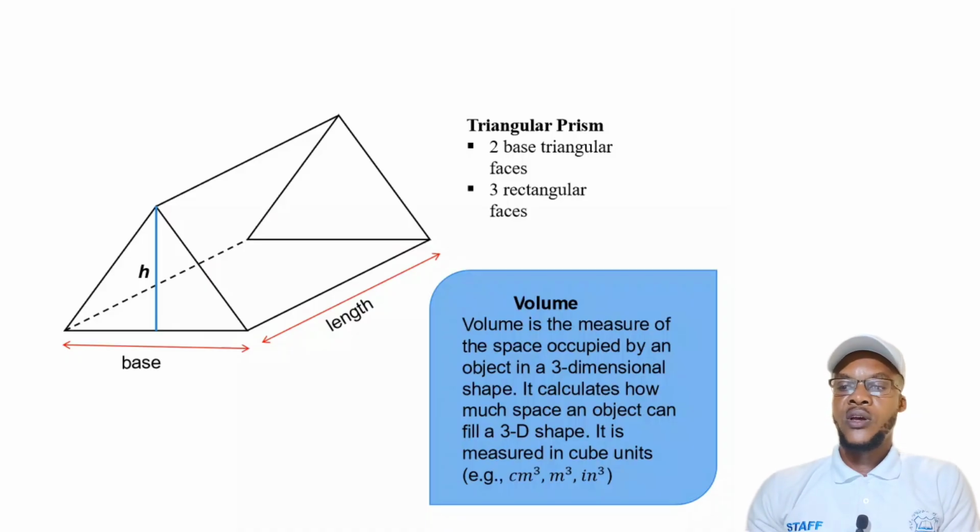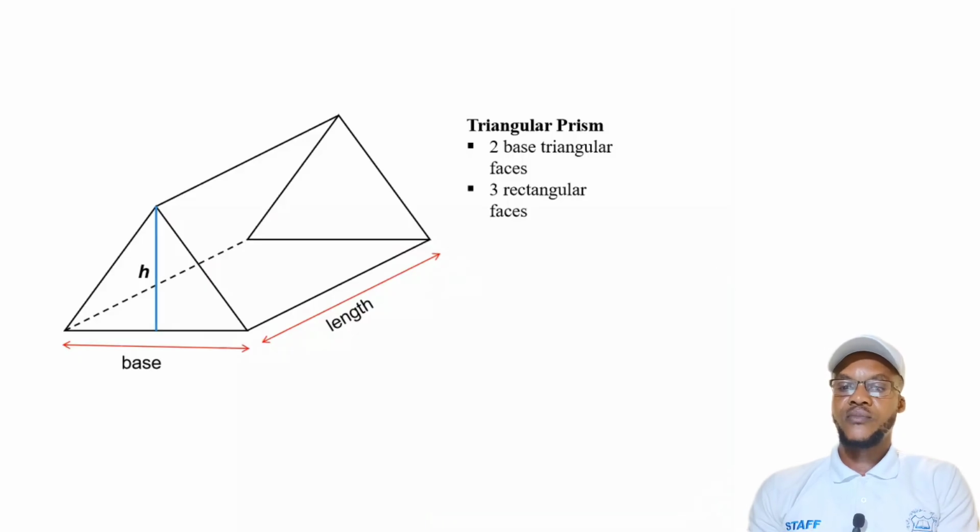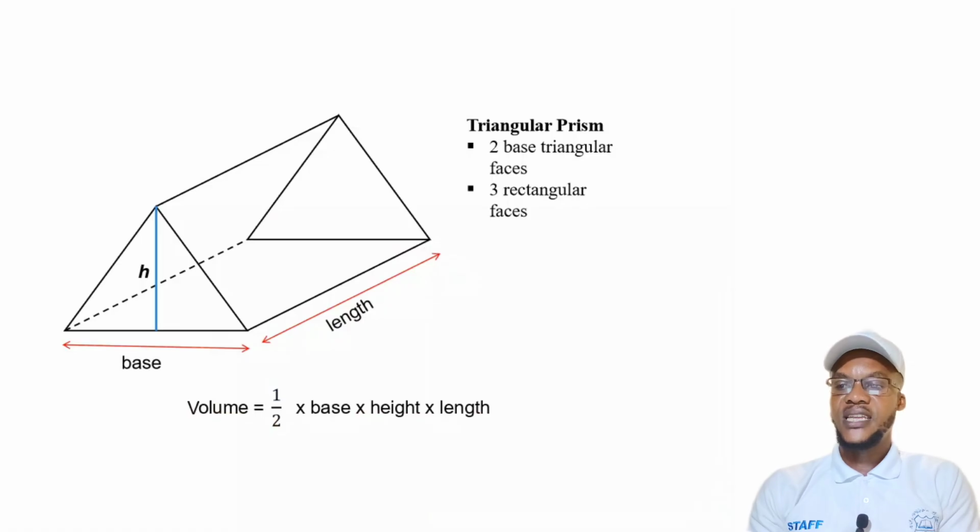So let's write our formula for the volume of a triangular prism. Our volume is given as half times base times height times length. Because if you take a triangle, the area of a triangle is half times base times height. And then because we have the lateral faces, we multiply by the length.